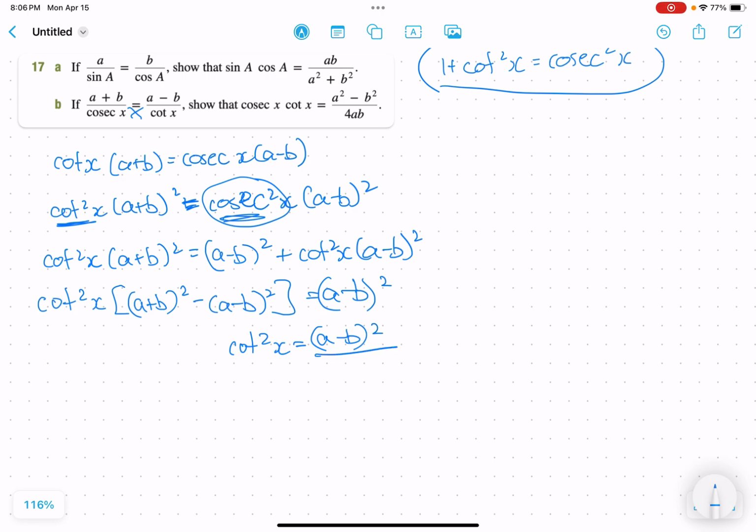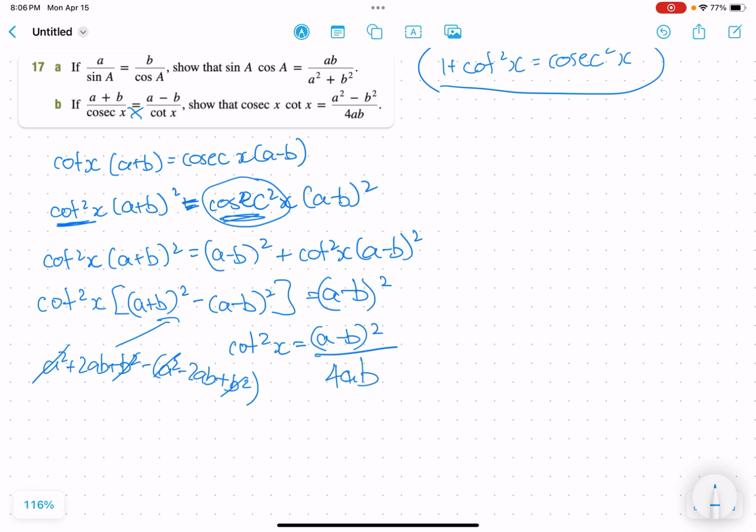Wondering whether I should expand now. Okay, so here I might expand that. So we can see we're going to get a squared, 2ab, b squared minus a squared minus 2ab plus b squared. So the a squared will cancel, the b squareds will cancel, but we're going to get 4ab. So we're doubling there. So that's 4ab.